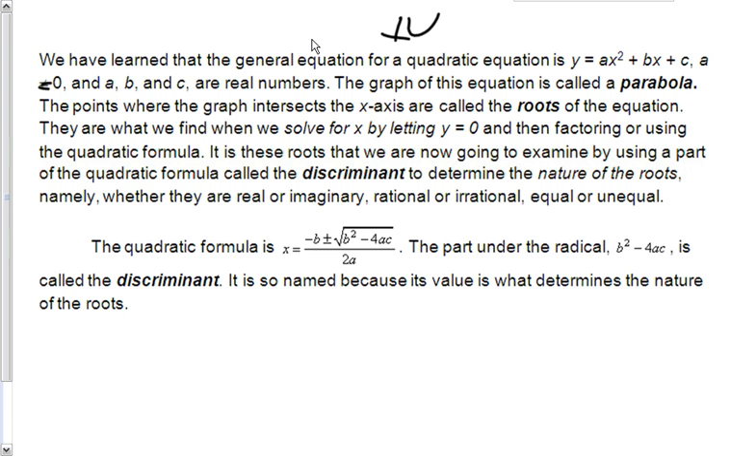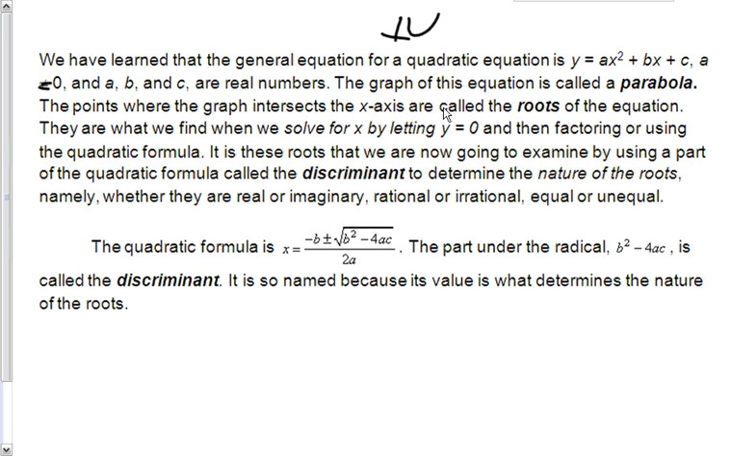From the quadratic formula, we're going to examine part of that formula, and it's going to be used to tell me what the roots look like. It may not tell me what the roots are, but it's going to tell me what they look like. That piece is called the discriminant. By the way, Microsoft Word doesn't like that word. It comes from the word discriminate. It discriminates between the different types. When you see this part of it, you can tell what the roots are going to do.